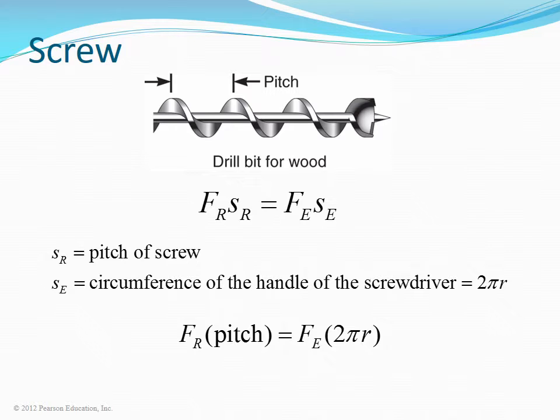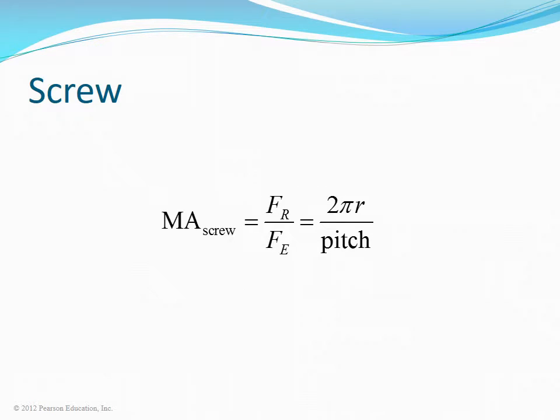The distance the resistance travels is S sub R. The effort distance is S sub E, which is the circumference of the circle made by the effort force, 2 pi times the radius, R, of the screwdriver. Therefore, the resistance force times the pitch equals the effort force times the circumference of the handle of the screwdriver. The mechanical advantage of the screw is 2 pi times the radius divided by the pitch.